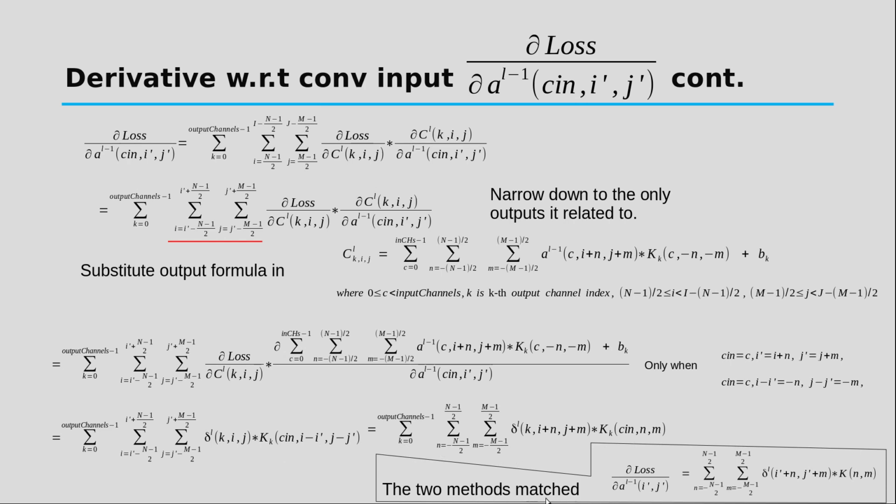So the two methods actually match, except that this is one input channel, one output channel, and this is a k output channel, right? For this specific input channel, C in.